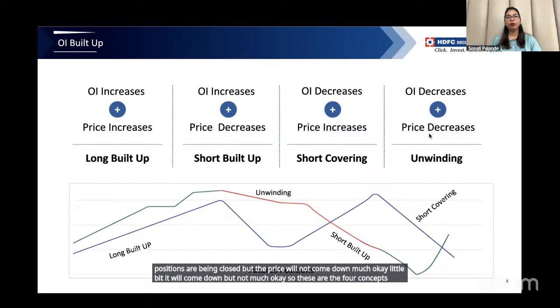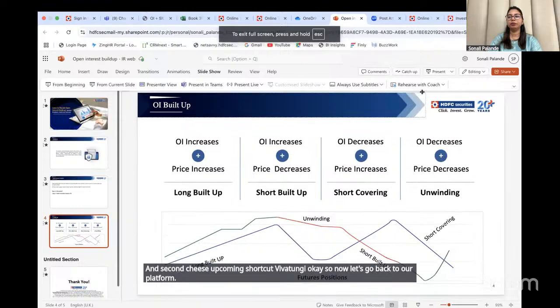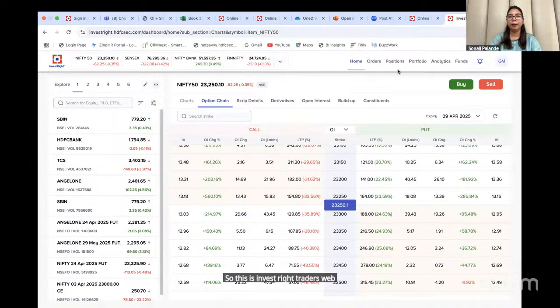Now what we are going to do: first, I will give you an example with stocks, and second, I will also tell you a shortcut, okay. So now let's go back to our platform. So this is Invest Right Traders web. So two things I'm going to show you all.